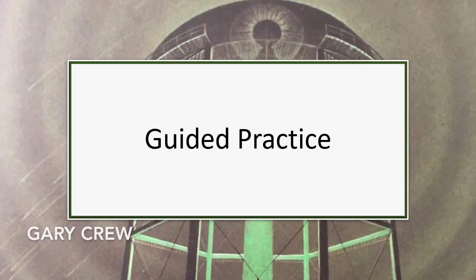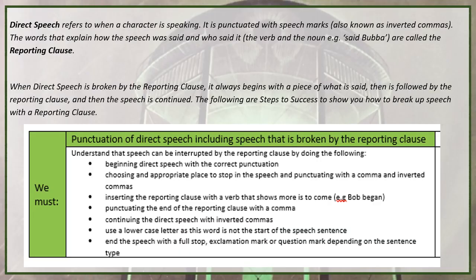So, guided practice time. Direct speech refers to when a character is speaking. We punctuate it with speech marks. The words that follow it are called the reporting clause. They have a verb and a noun. When direct speech is broken by the reporting clause, it begins with what is said, followed by the reporting clause, and then the speech is continued.